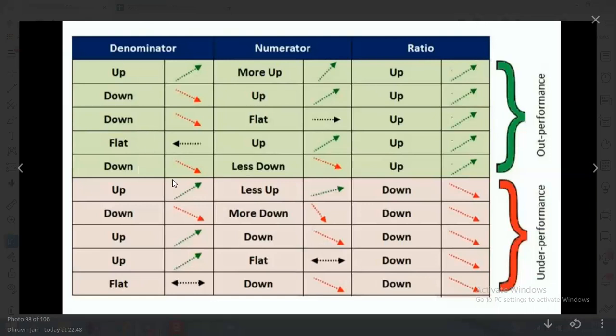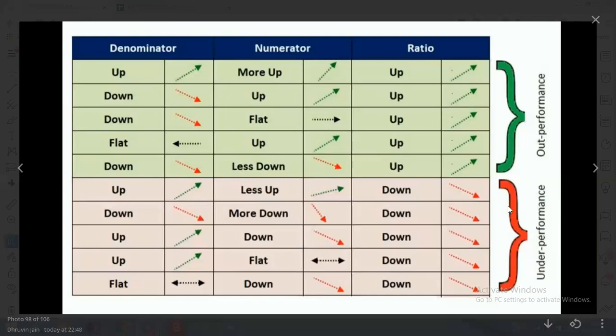And if the Nifty is moving down but the stock is moving less down, so for example, if Nifty is down by minus 12%, but the stock is only down by minus 8%, in that case also your stock is outperforming. Okay? This is a clear cut case of divergence.